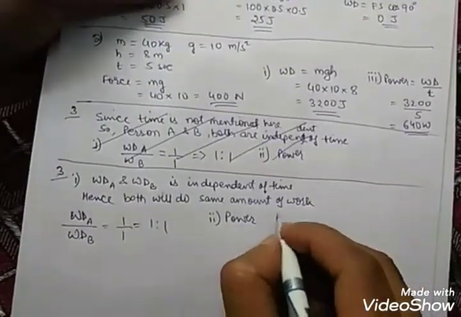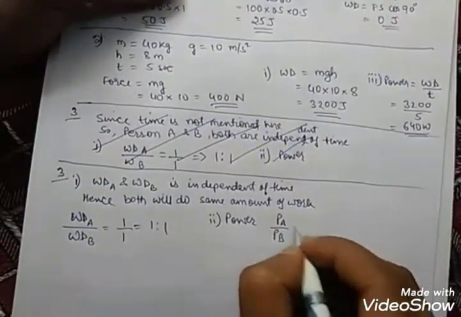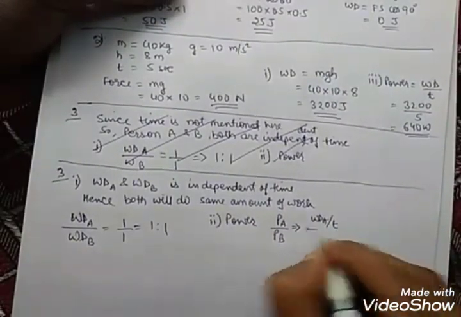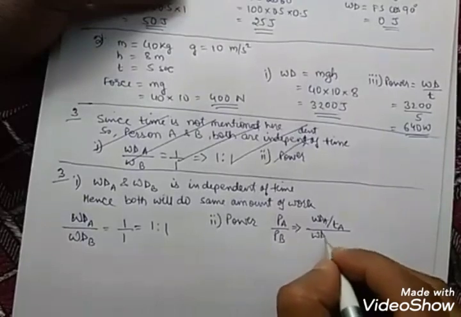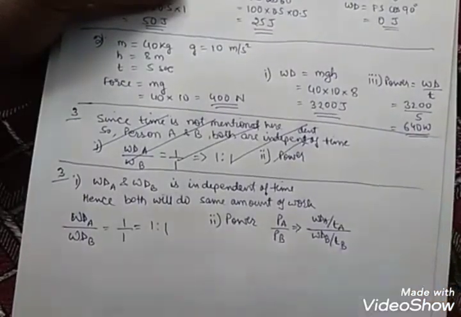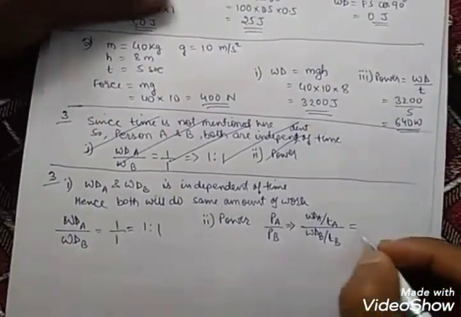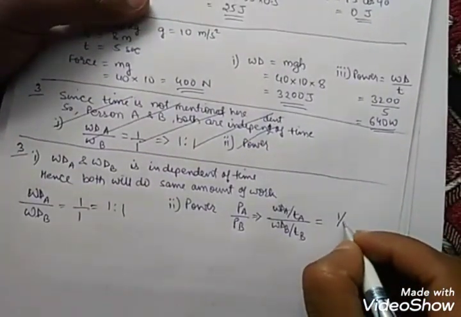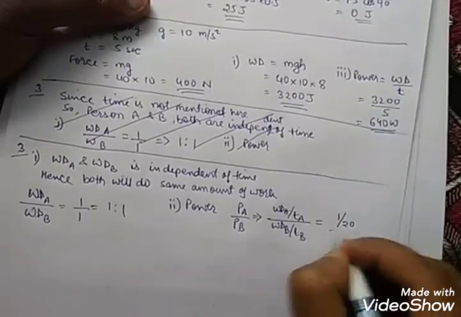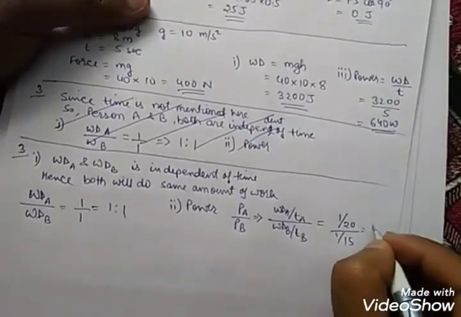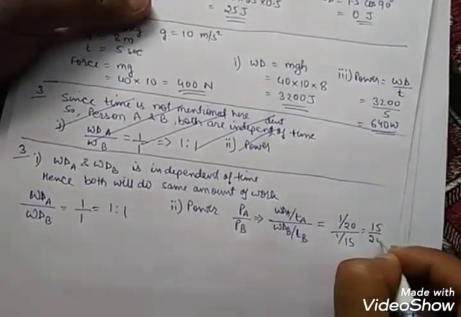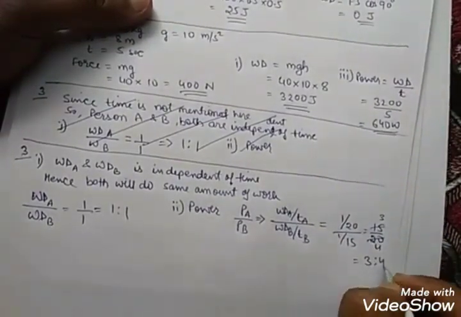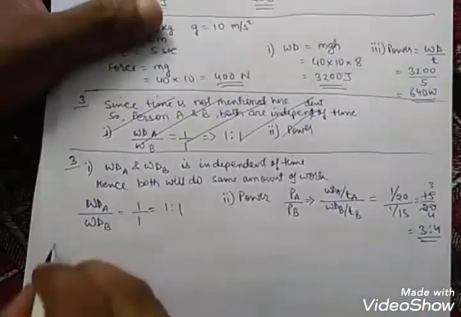So power of A by power of B is equal to work done by A by time of A, work done by B by time of B. So 1 by, what is the time taken by A? 20, by 1 by 15. So it is 15 by 20. So 3 by 4, that is equal to 3:4. Comparison done.